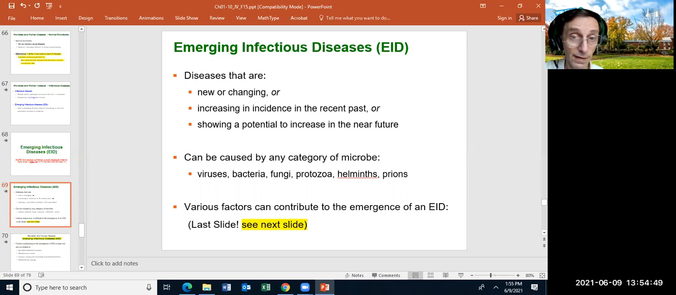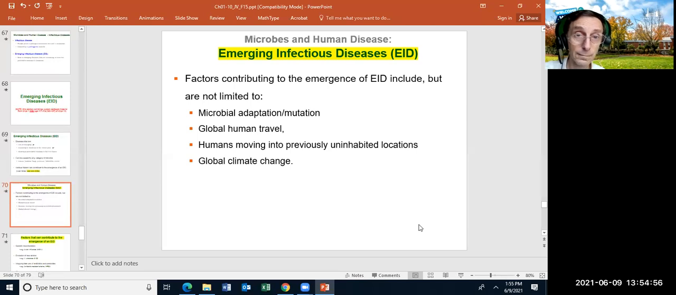There are various factors that can contribute to the emergence of an EID. These factors include, but are not limited to, microbial adaptation or mutation. For example, if the bird flu adapts to living in the human population and spreading in the human population, it would be an emerging infectious disease. The virus would probably have to have several mutations to do that. At the moment, the virus only spreads, at least easily, among birds.